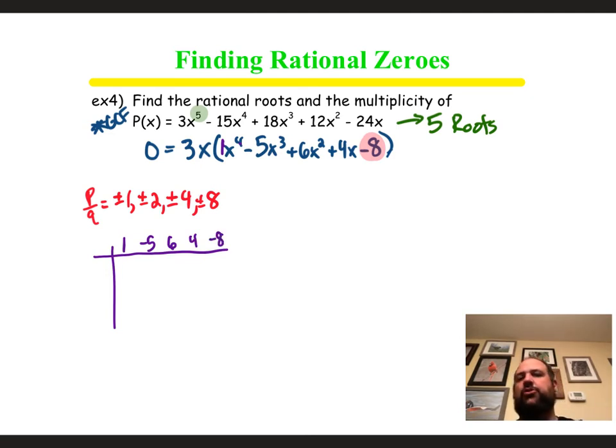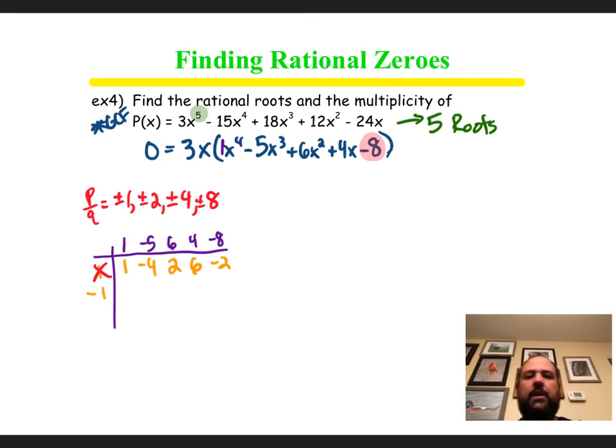And I'm going to just start trying different values. So maybe I'll try 1. So the first coefficient comes down. 1 times 1 is 1, plus -5 is -4. 1 times -4 is -4, plus 6 is 2. 1 times 2 is 2, plus 4 is 6. 1 times 6 is 6, plus -8 is -2. 1 is out of the party. Didn't work. All right, I could try -1 if I wanted to.